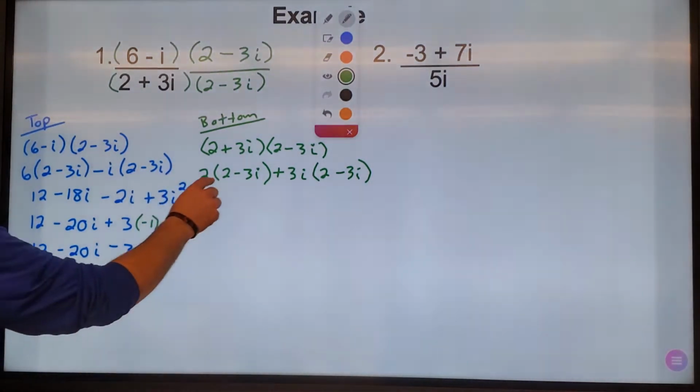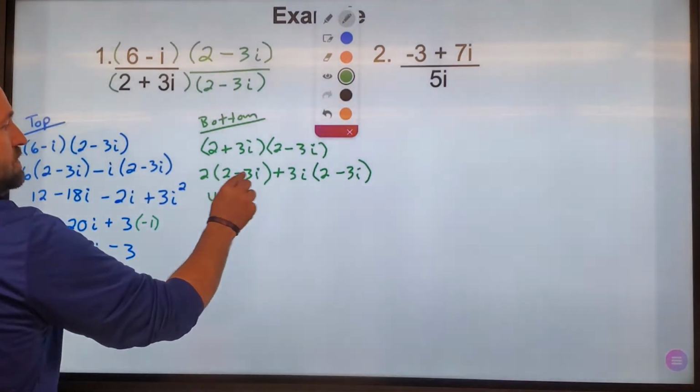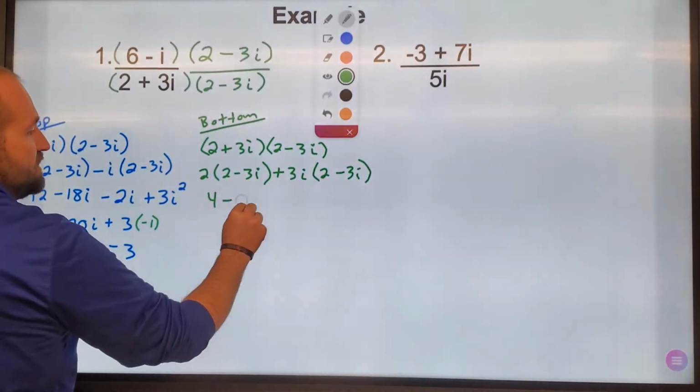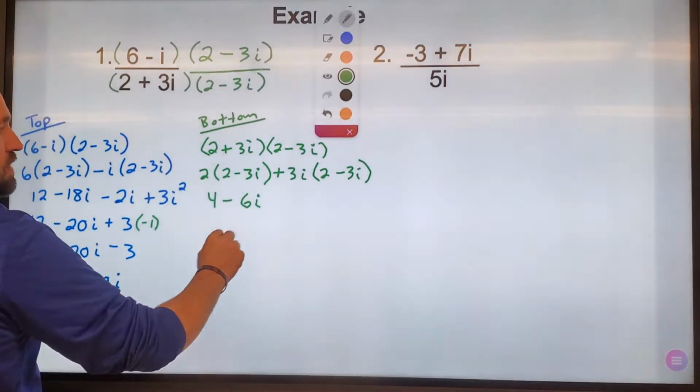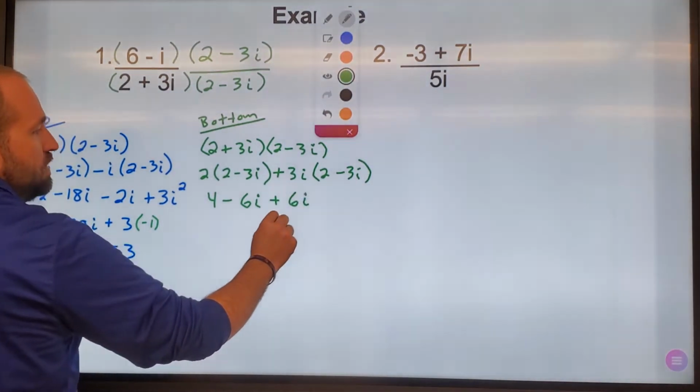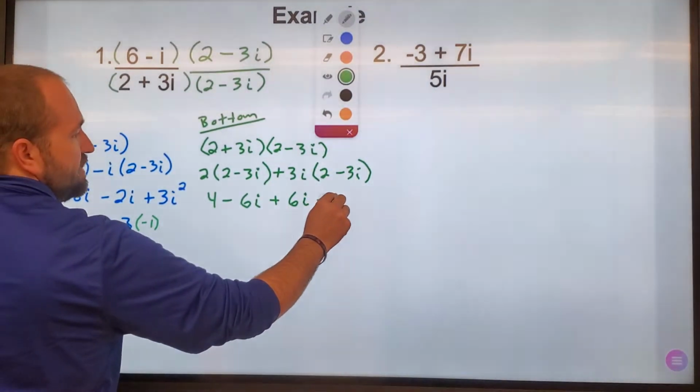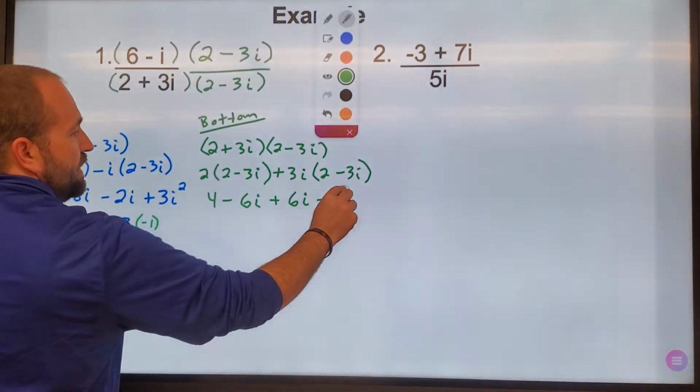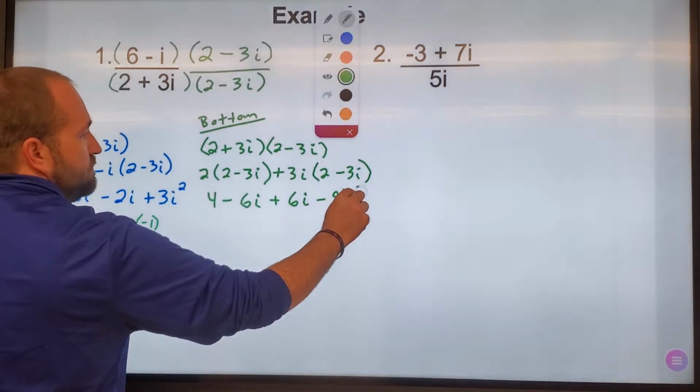Distributing then, 2 times 2 is 4. 2 times negative 3i is negative 6i. 3i times 2 is plus 6i. 3i times negative 3i is negative 9i squared.